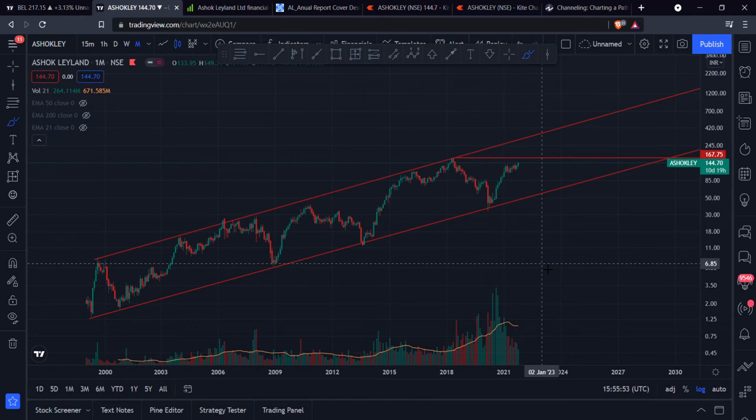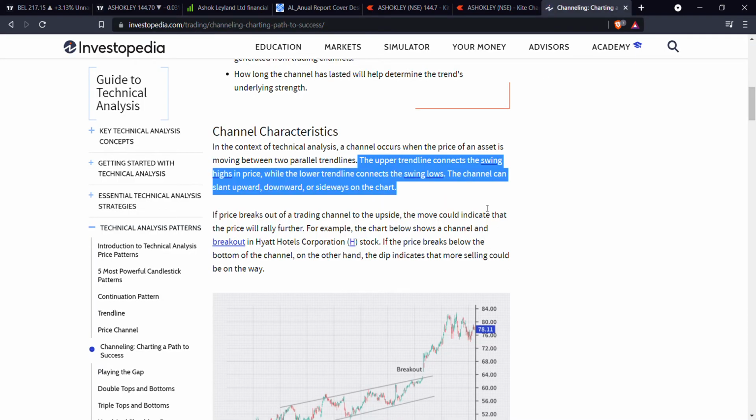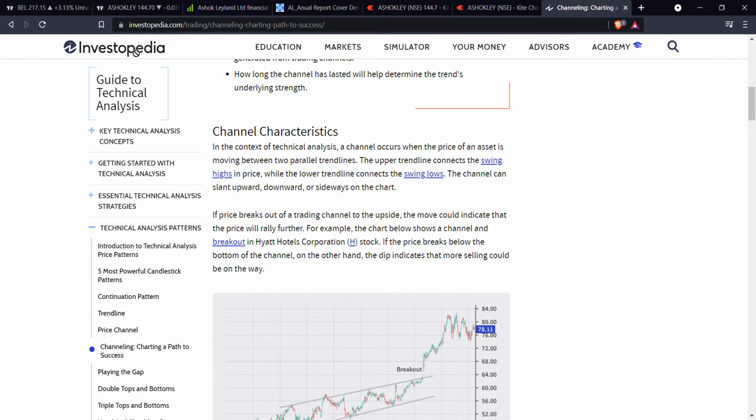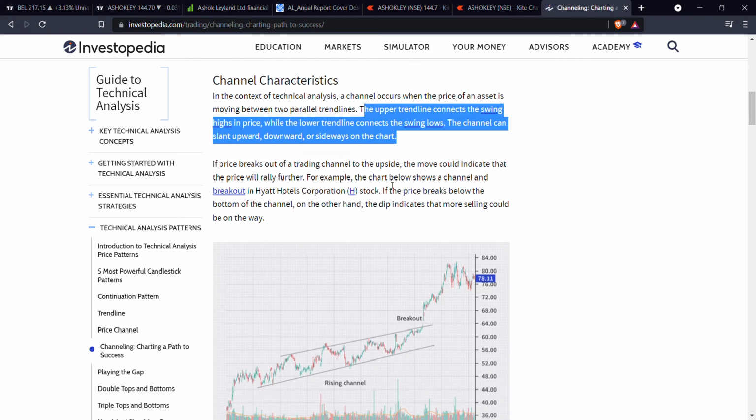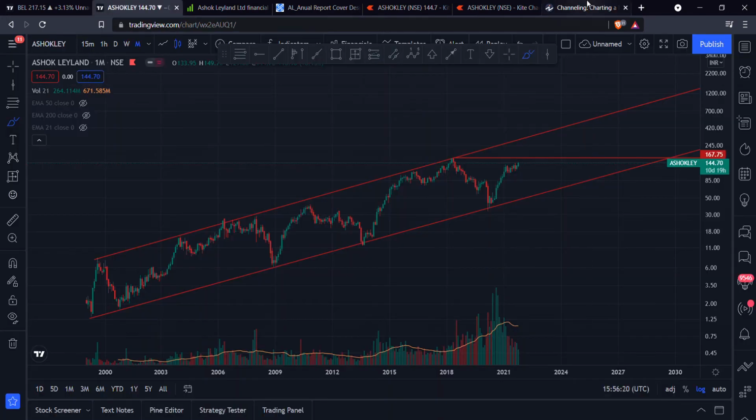So what basically is a channel? As you can see on this site, Investopedia, you can go here if you want to know about any terms related to the stock market, technical or fundamental, anything. A channel: the upper trend line connects the swing highs in price while the lower trend line connects the swing lows. The channel can slant upwards, downwards, or sideways on the chart. So what does it say? The upper trend line connects the swing highs, as you can see here.